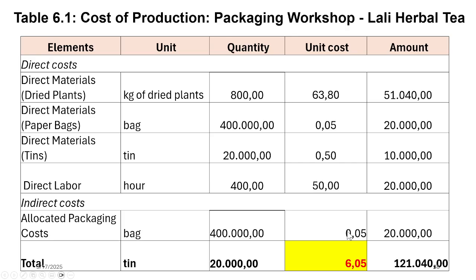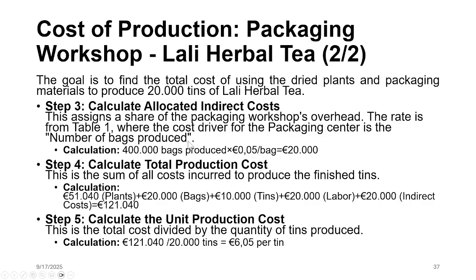It means that you have to go back to the indirect cost table, and you have a total amount equal to the quantity multiplied by the unit cost, which is 20,000. So you can see from here that. And we continue with the next step.